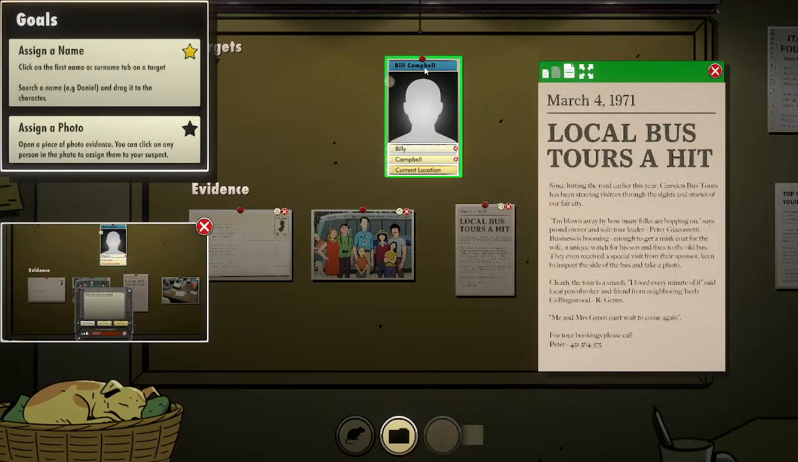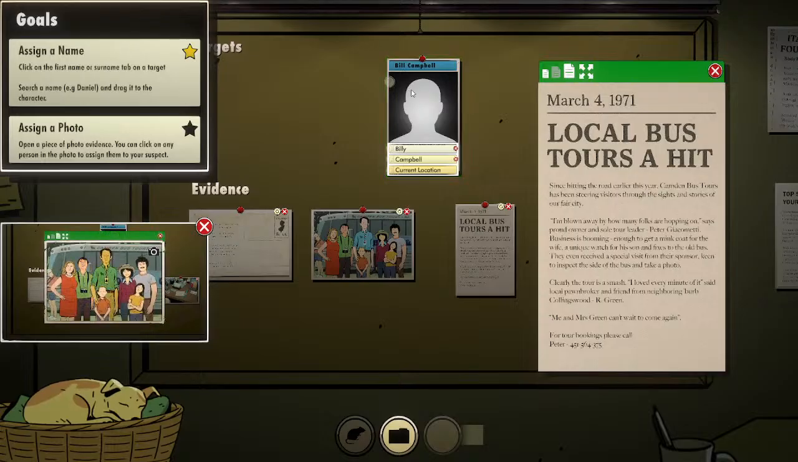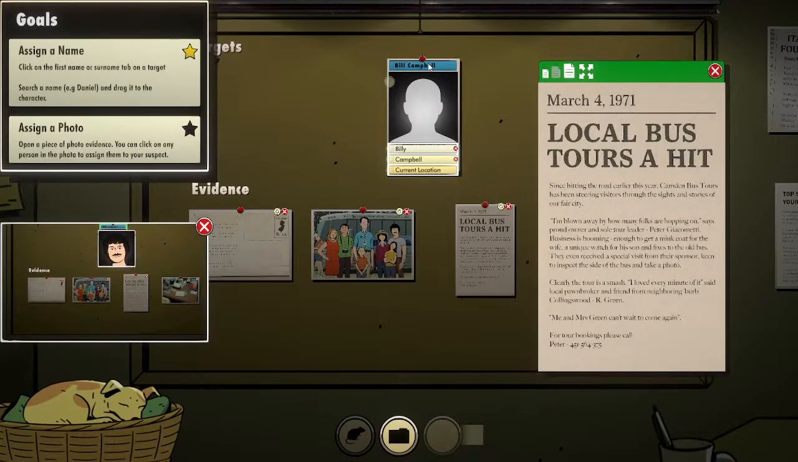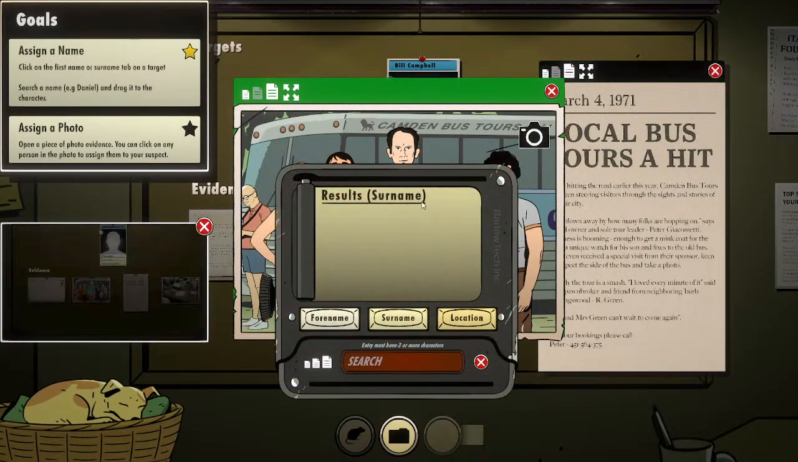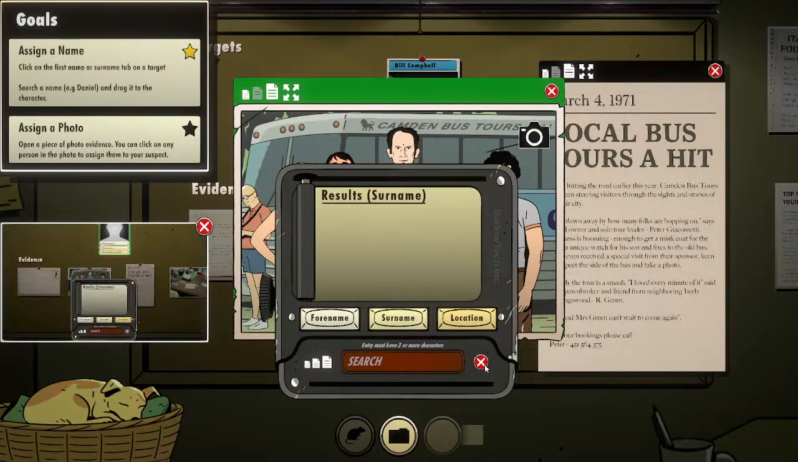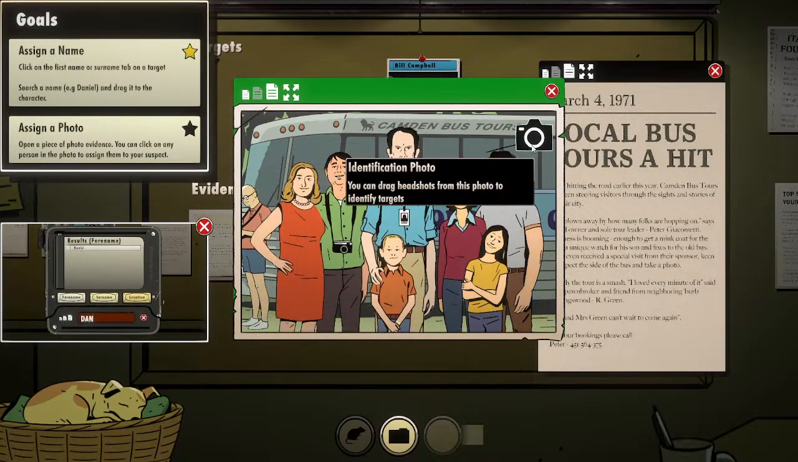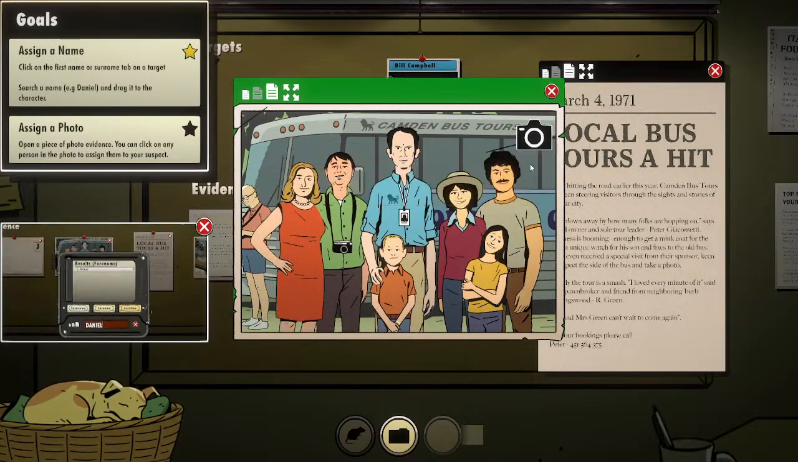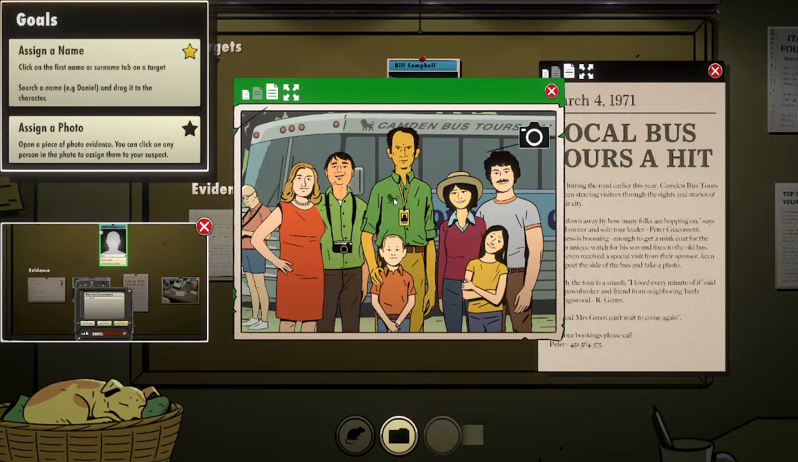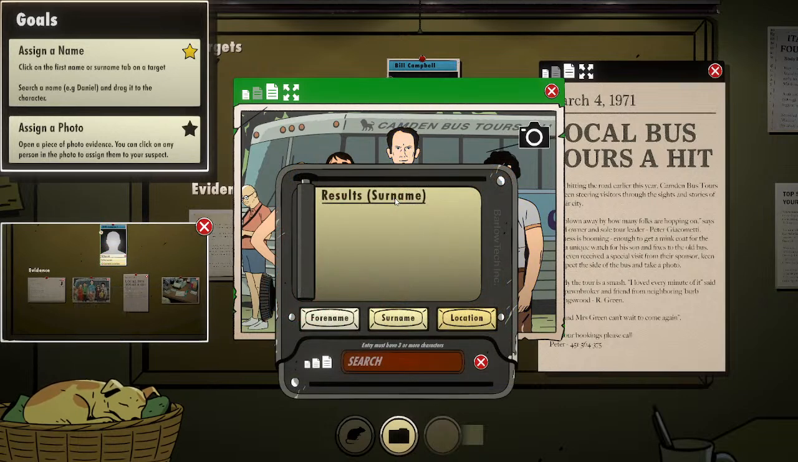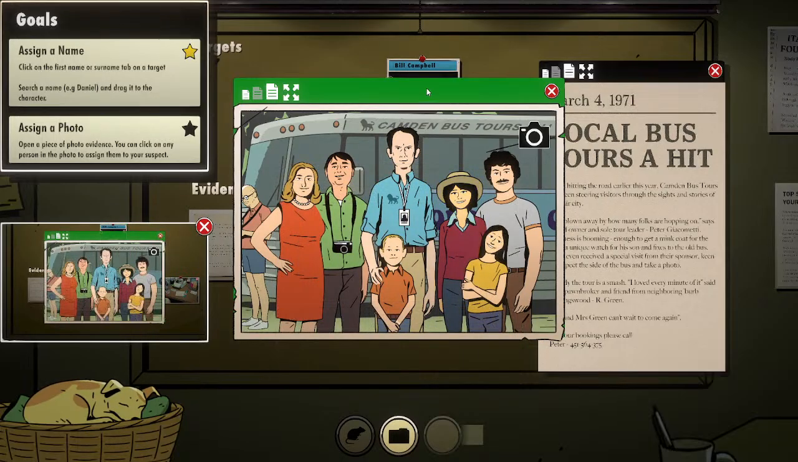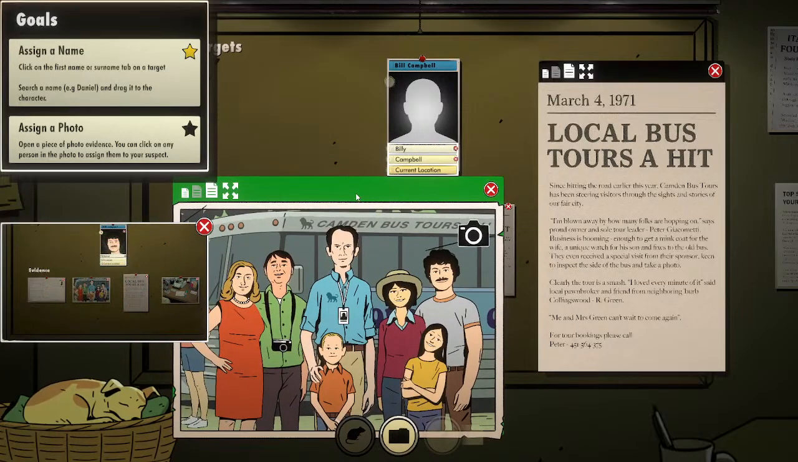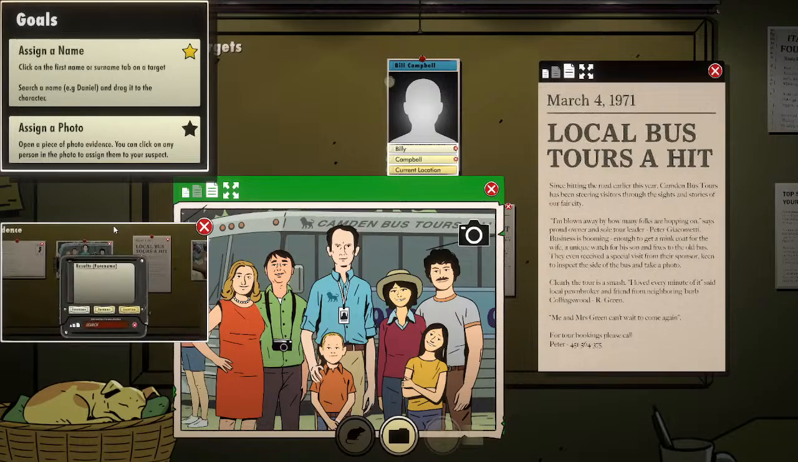We don't know where this person is, though. I saw something pop up when I hovered that. Assign a photo. So I can search for a name, and then I can drag headshots from this photo to identify targets. So maybe this is the part where I start using logic, because I don't know which one of these people is Bill. They're doing this guy in the example, but I think that's a different name up there.